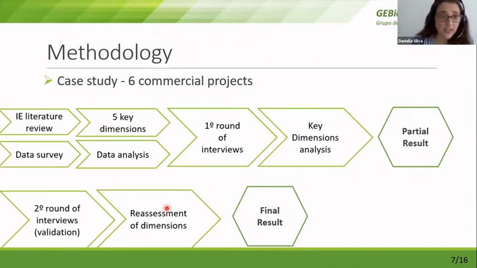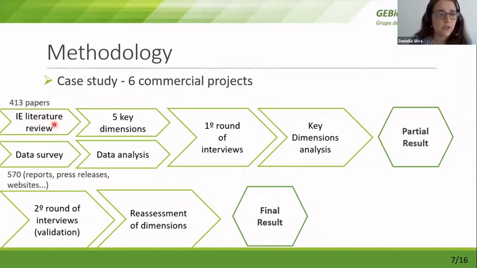Here we have a summary of the methodology process. We conducted a case study with 6 commercial projects from 6 different companies. We started with a data survey and a data analysis from different kinds of sources like reports, press releases, websites, and of course, papers. In parallel, we conducted a literature review on innovation ecosystems, and we highlighted 5 key dimensions to help us understand this structuring process.